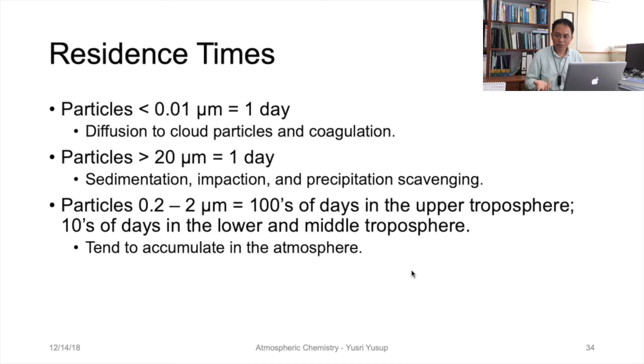Residence time is a very important parameter of these particles. Usually the lighter the particle, the longer the residence time. So if the particle is less than 0.01 micrometer, then the residence time, how long it lasts in the atmosphere, is about 1 day. And the way that it's removed from the atmosphere is through diffusion to cloud particles or coagulation. And for particles that are more than 20 micrometers, it is still about 1 day. And the way that it's removed from the atmosphere is through sedimentation.